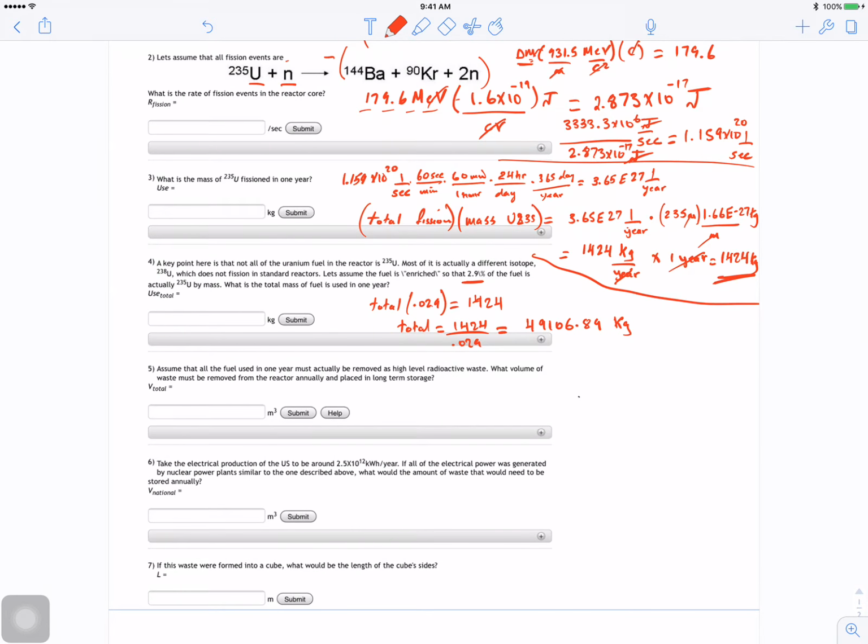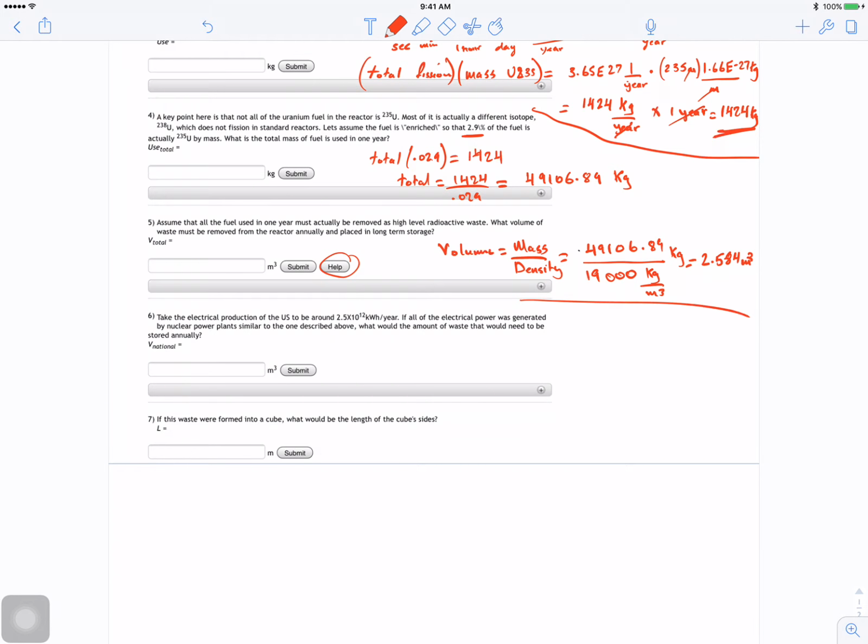The second question, they're asking what's the volume of this mass. So we know that volume is equal to mass divided by density. The mass is 49106.89 divided by the density, which, if you press on the help button, they'll give you, is 19,000. I think it's kilograms per meter cubed, and this is kilograms. And the total is going to equal 2.584 meter cubed.